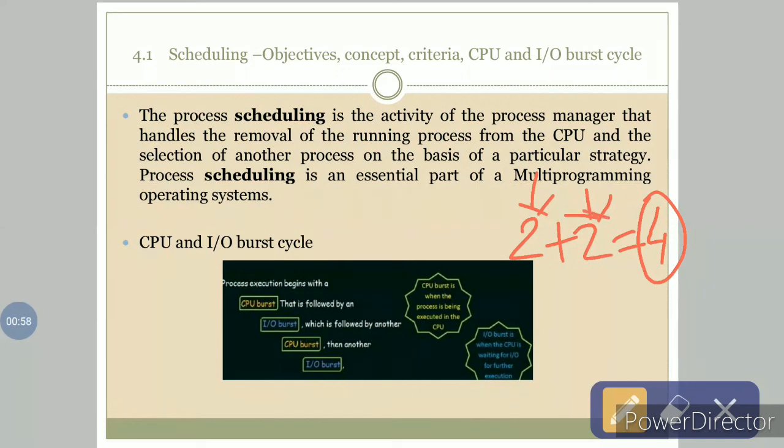So here is the processing part and here is the input output part, where input is taken from the user and at the same time it is being processed and then it is giving us output. So here IO burst and CPU burst are doing this part of the job. So this is nothing but the CPU and IO burst cycle.